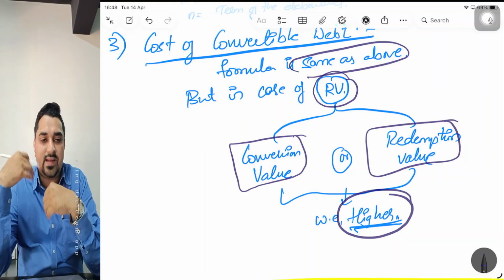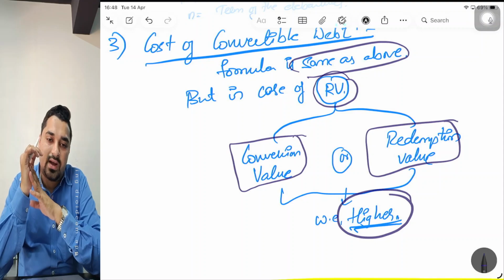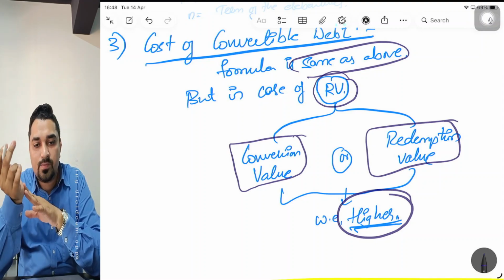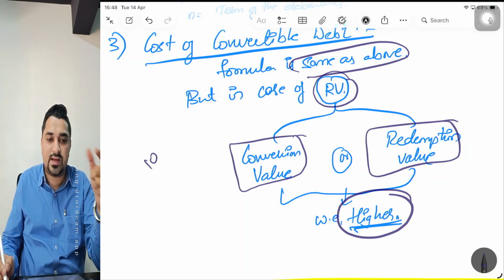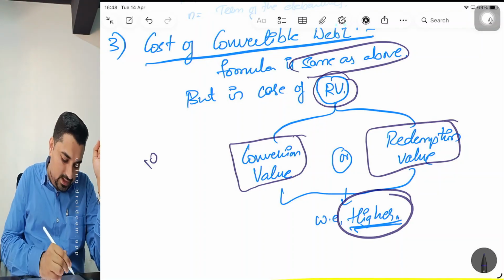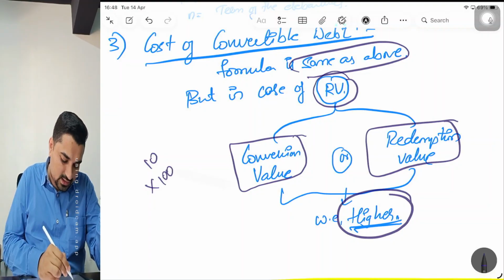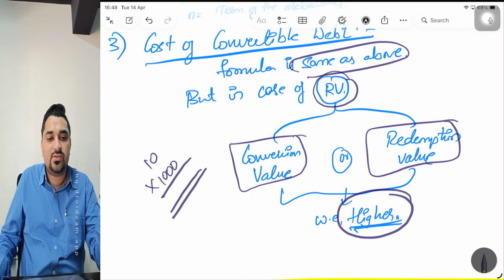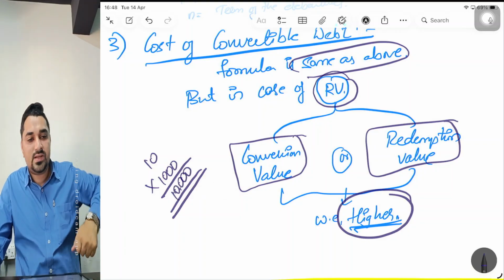If as a debenture holder, I don't want cash, if I want equity shares in exchange, against one debenture, how many shares will you pay me? Say for every debenture I am paying you 10 equity shares. And for each share after 5 years, say the value is 1000 rupees. So what is the conversion value then? Conversion value is 1000 into 10, 10,000. This is how you calculate conversion value.